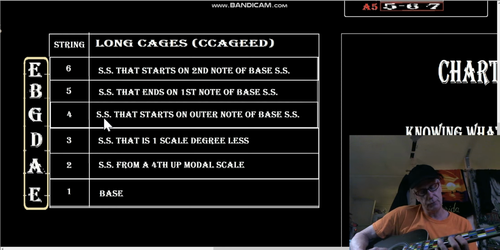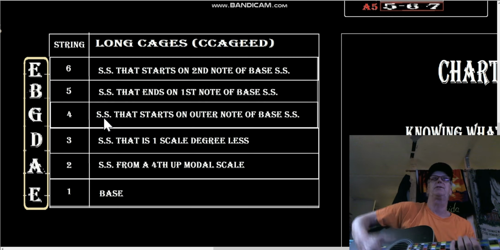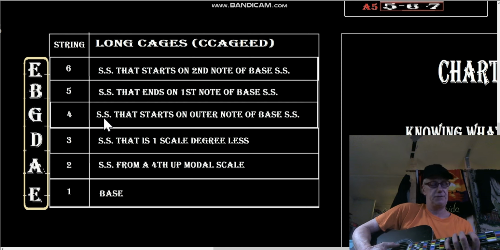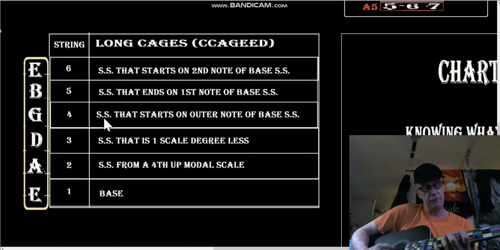Okay, 7, root, 2, 3, 4, 5, 6, 7, root. Kind of zoned out on that. 3, 4, 5. So, okay, that's the A long pattern. So let's just do this. Bass is 5, 6, 7, A string shape. The fourth of that, the fourth of 5, is the root, 2, 3. So we got 5, 6, 7, root, 2, 3.